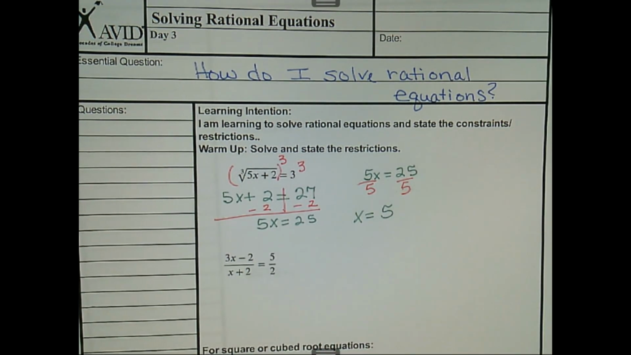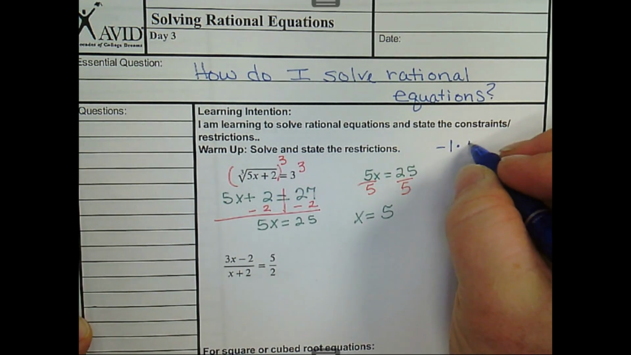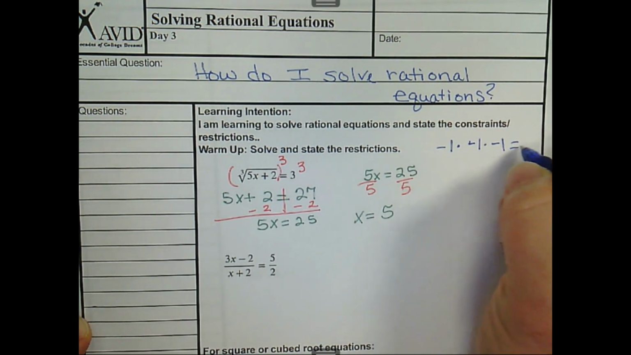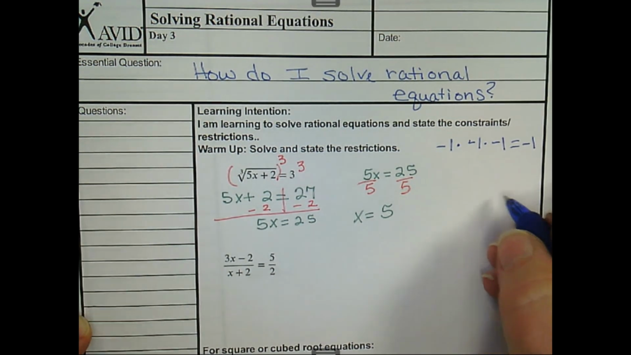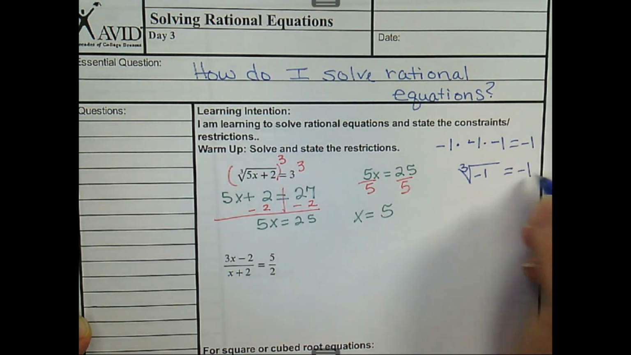Okay, now, do we have constraints? Think deeper. The square root will have constraints because we cannot take the square root of a negative number. Will the cubed root have that same constraint? No. Why? Negative 1 times negative 1 times negative 1 is equal to negative 1. So, the cubed root of negative 1 would equal negative 1.